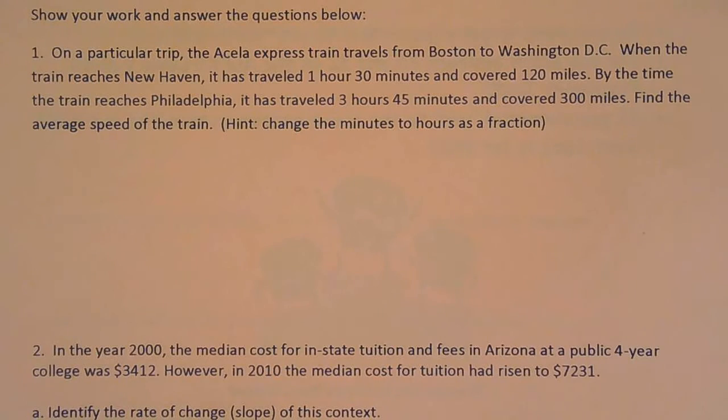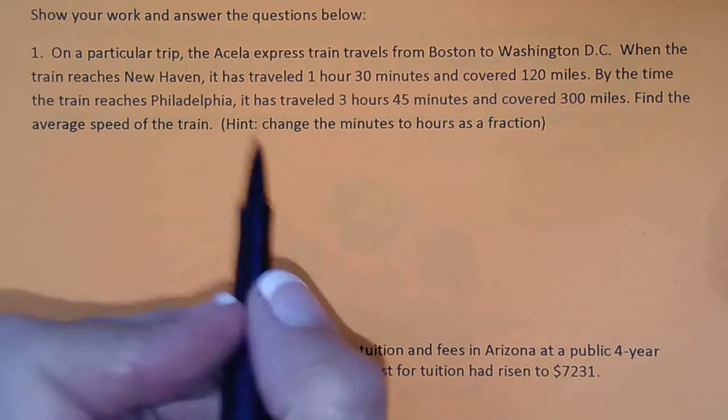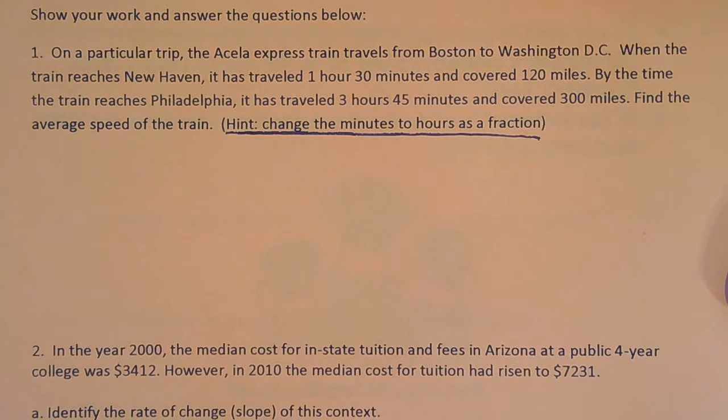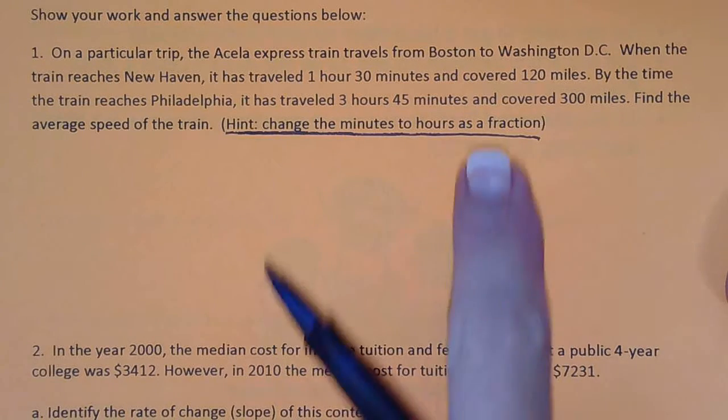next video. So on a particular trip, the Acela Express train travels from Boston to Washington, D.C. When the train reaches New Haven, it has traveled 1 hour and 30 minutes and covered 120 miles. By the time the train reaches Philadelphia, it has traveled 3 hours and 45 minutes and covered 300 miles. Find the average speed of the train. And then I gave you a little hint. Change the minutes to hours. So like if it's 2 hours and 30 minutes, that'd be 2.5 hours. That's what that's saying to do.